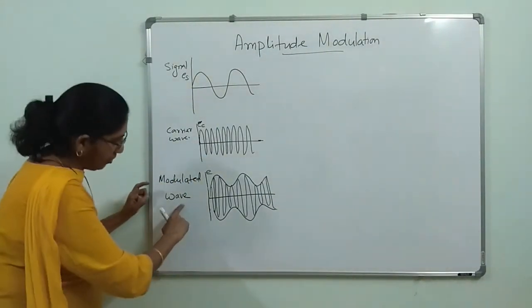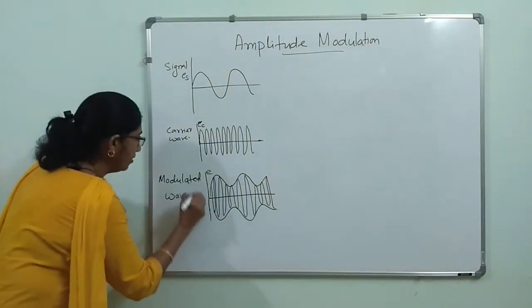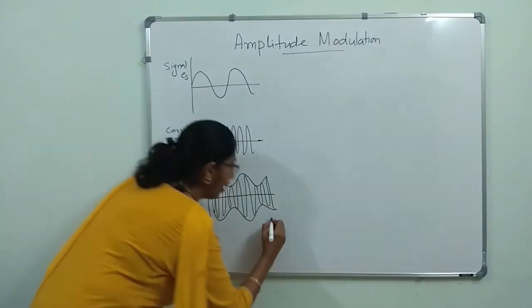So this is the amplitude modulated wave. Here this is the modulated wave, which is amplitude modulated.